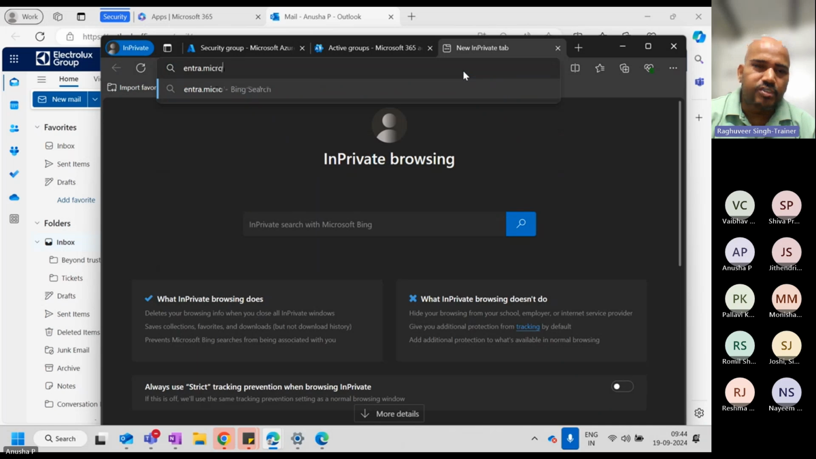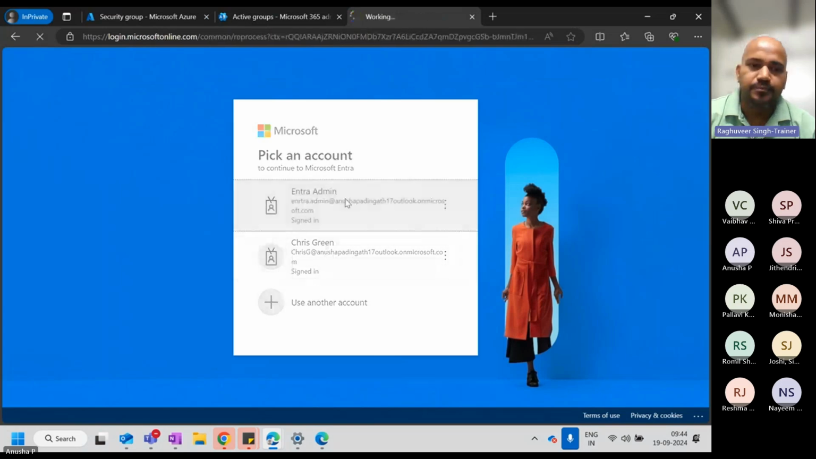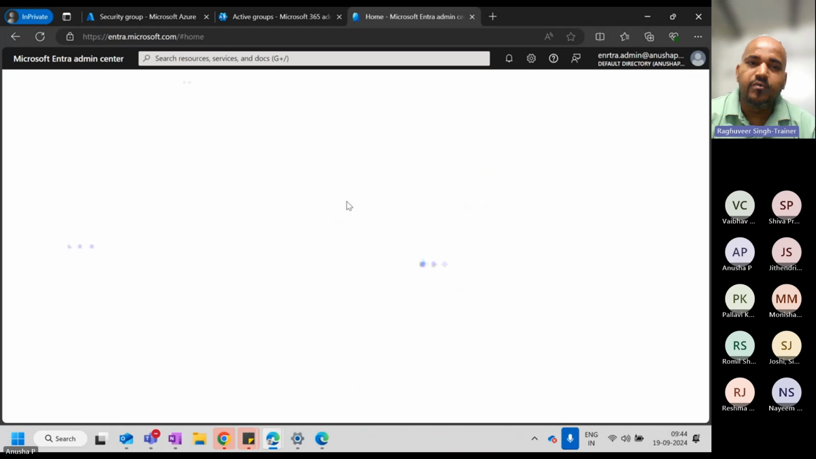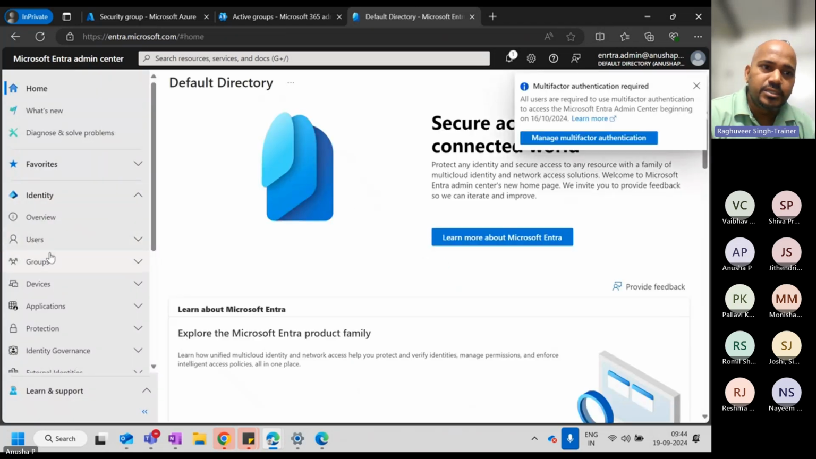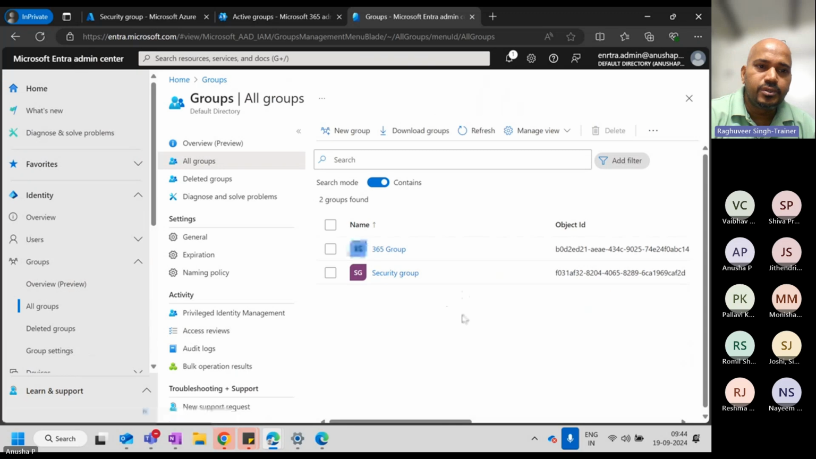So this is one change that you need to be aware of, which Microsoft made on the 15th of this month, 4 days ago. It took effect from the 15th of September. However, they had announced it a couple of months ago. So this is Entra Admin Center. When you navigate to groups here, let's navigate to groups, all groups. Okay, select a group.